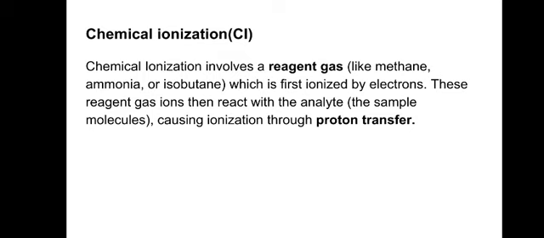So let's explain two soft ionization techniques. The first one is chemical ionization, whose abbreviation is capital CI. In chemical ionization, we use a reagent gas like methane, ammonia, or isobutane. The reagent gas first is ionized by an electron, and then this ionized reagent gas further reacts with an analyte and ionizes the analyte just by transferring a proton.